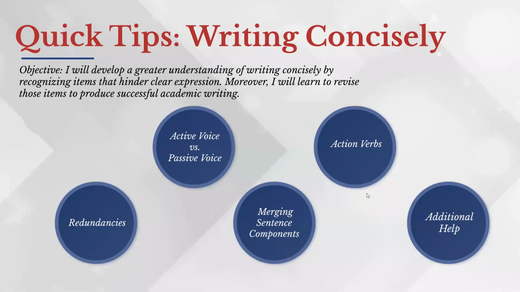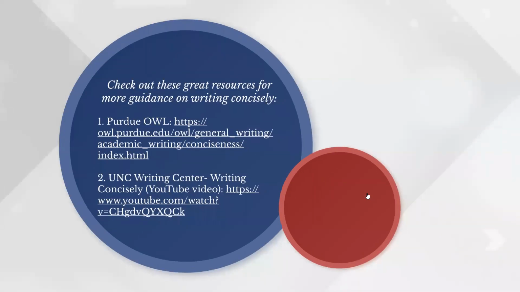As we conclude today, if you need any additional guidance, here's some great resources. Purdue OWL has a webpage on conciseness in writing. Be sure to go check that out, some great points there. Also, UNC Writing Center has a YouTube video on writing concisely. Some great information there as well. Be sure to check those out.